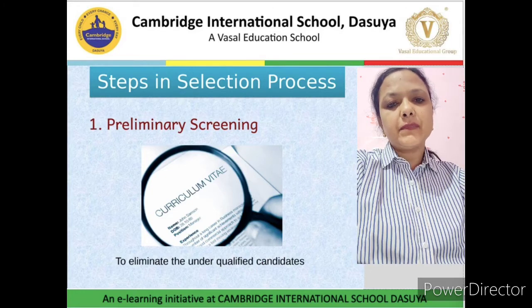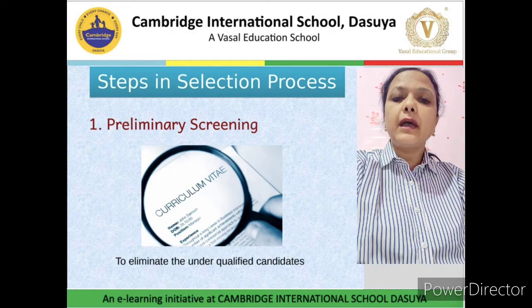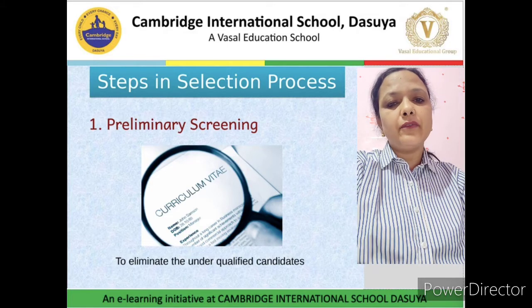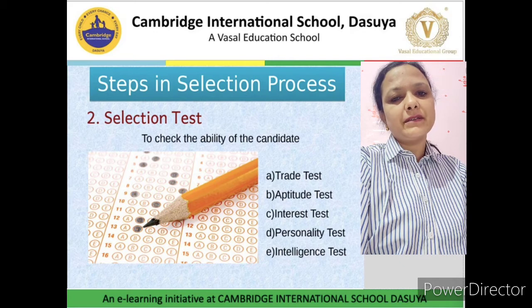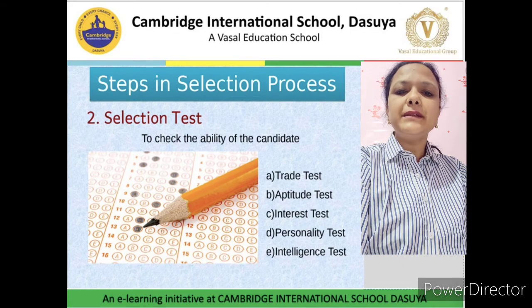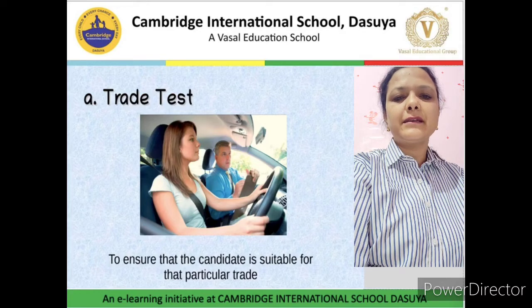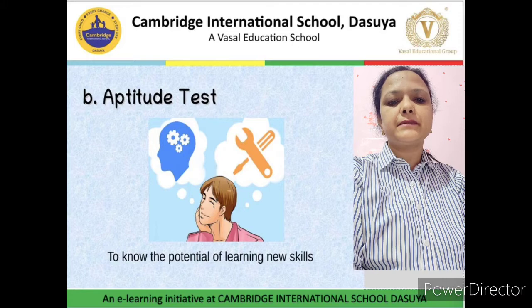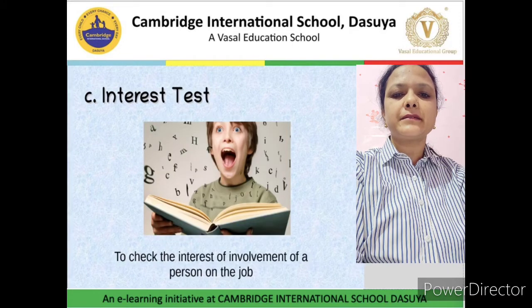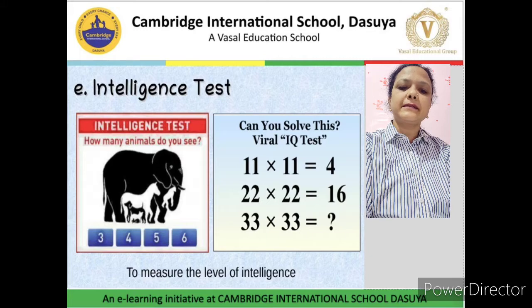Preliminary screening. This is the first step in the process of selection. It helps to eliminate underqualified candidates. Second step, selection test, to check the ability of a candidate. Trade test comes under selection test. Aptitude test, interest test, personality test. This is an intelligence test.